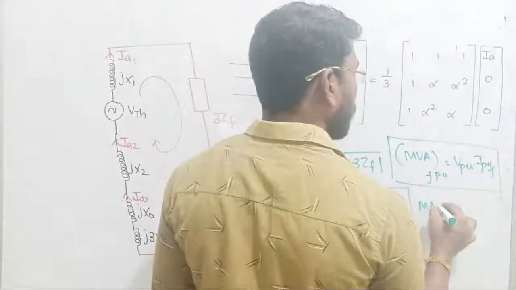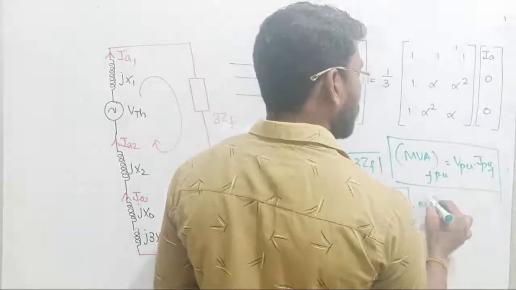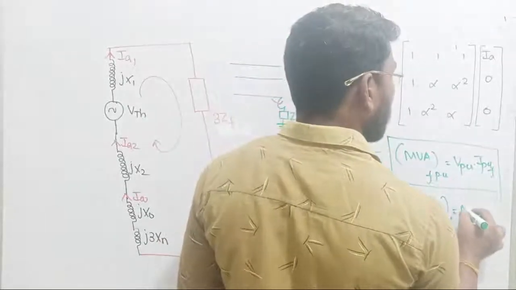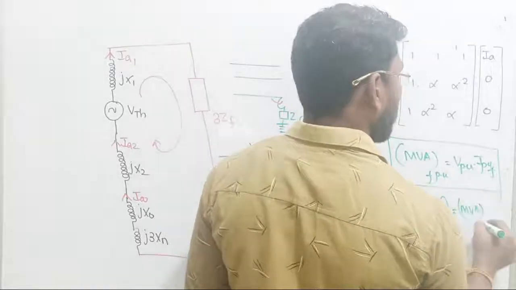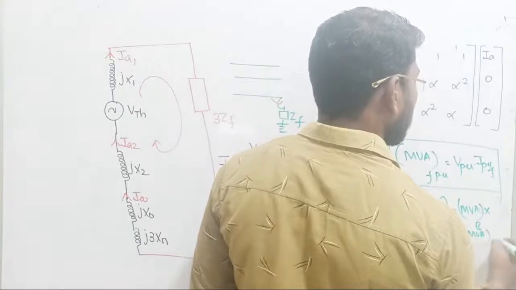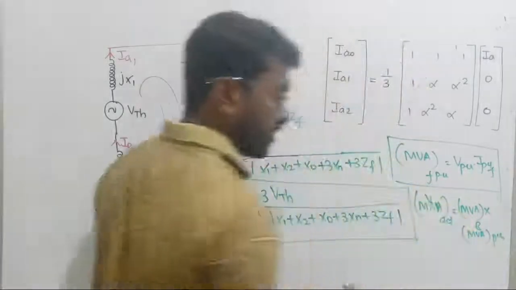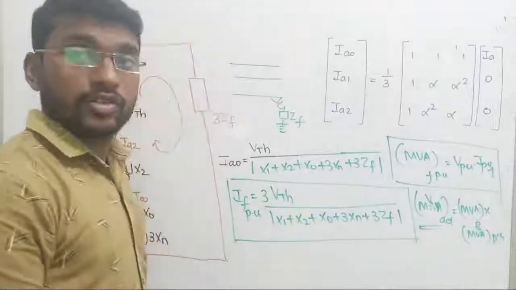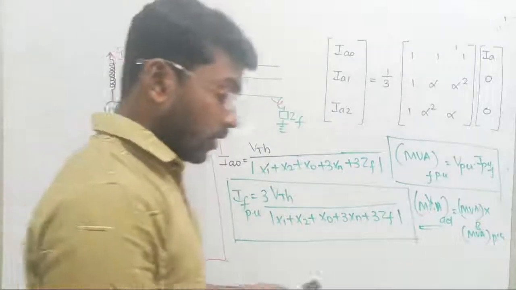MVA actual. What will you do? MVA actual value should be equal to what? MVA base, you know, right? MVA base into MVA per unit. That's all: MVA actual equals MVA base into MVA per unit. You will get the value of MVA actual. It is over, right? So that is all about line to ground fault.